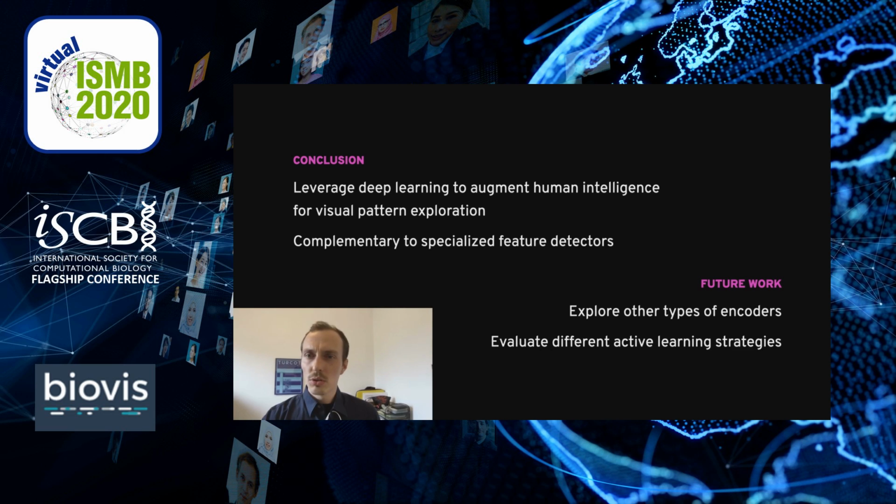To conclude, we showed that deep learning techniques can be used to augment human intelligence for smartly exploring epigenomic data. With Peaks, it's relatively easy to train a classifier for finding and exploring epigenomic patterns that match the user's perceived notion of similarity. In general, our method should be regarded as a generic approach for pattern search that is complementary to specialized feature detectors to support more open-ended visual exploration.